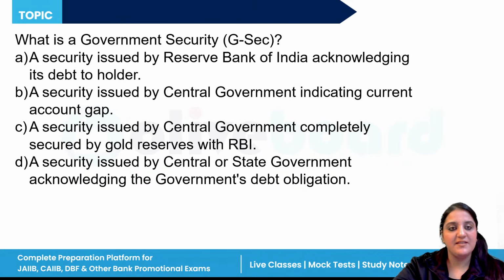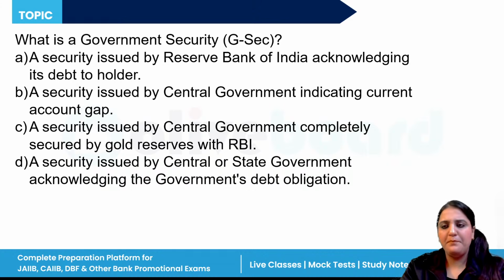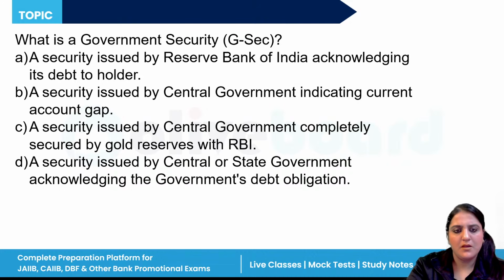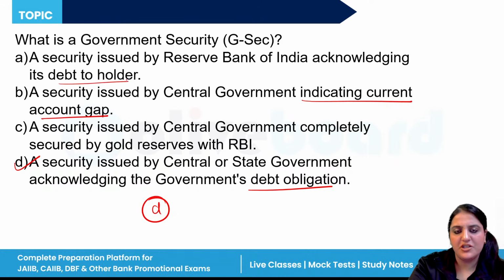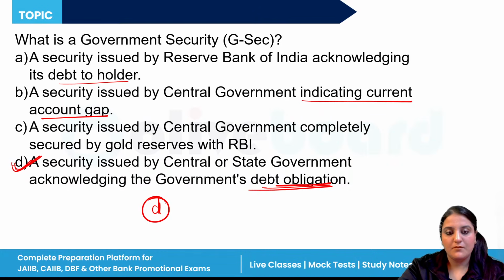So that's why we can say the correct answer in this option is B. Debt obligation. No, option D is correct here, because it is not backed by any current account gap or any debt, acknowledging debt to holders, just a government debt obligation. So we have to say option D is correct here. Clear? Next question.